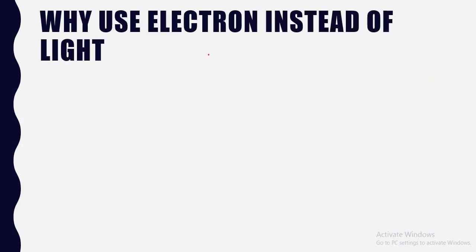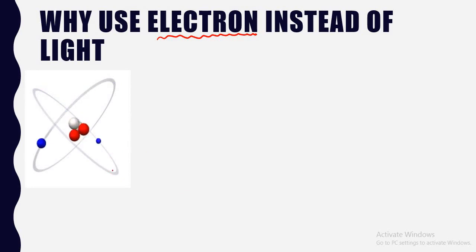So why use electron instead of light? Let's first start with the basics. What are electrons? Electrons are subatomic particles that have a negative electric charge, and they are found surrounding the nucleus of an atom, known as neutron. So this one right here in between, it's a neutron. This is the whole atom, and the blue ones are the electrons which are surrounding the neutrons. This is what an atom is. So it's a subatomic particle.